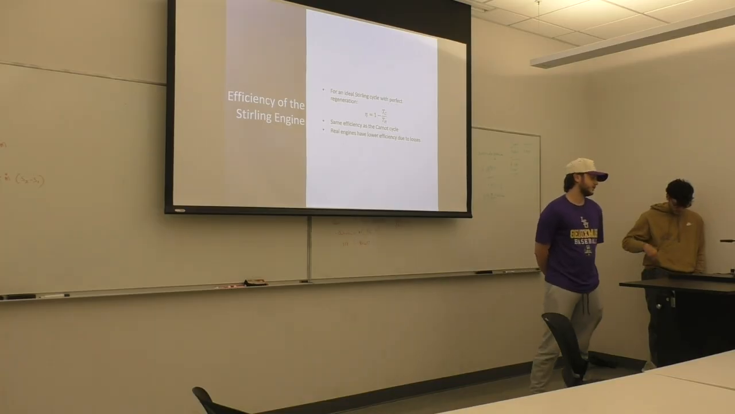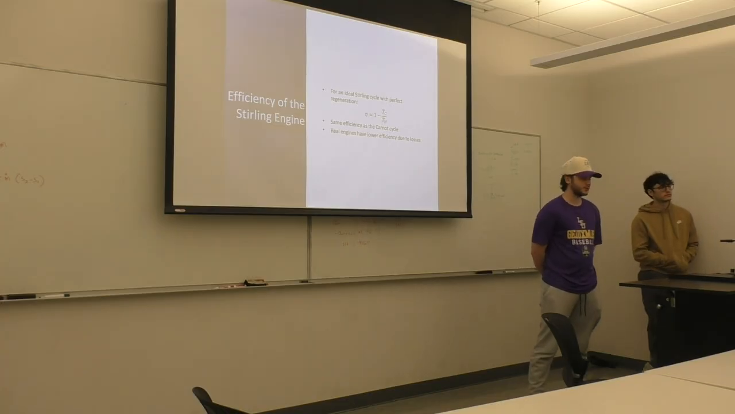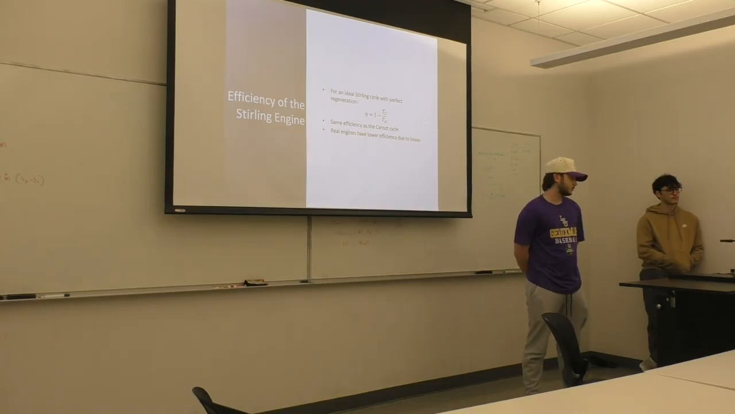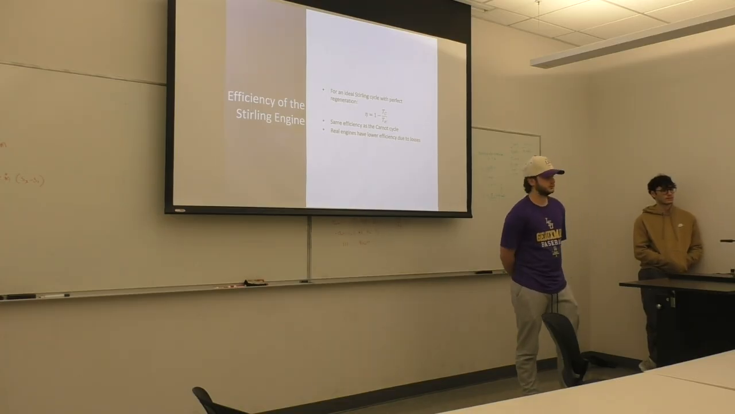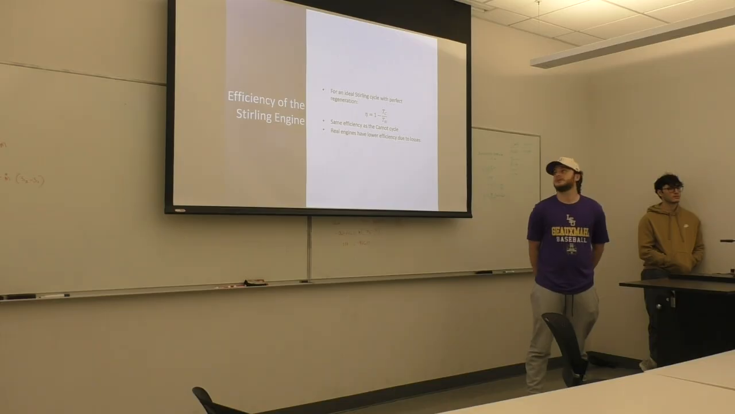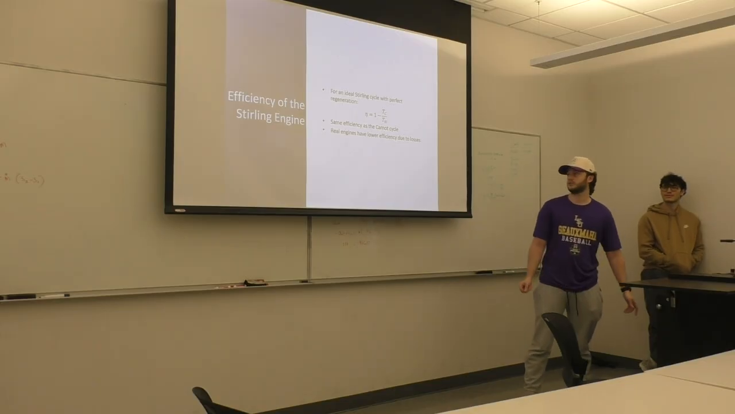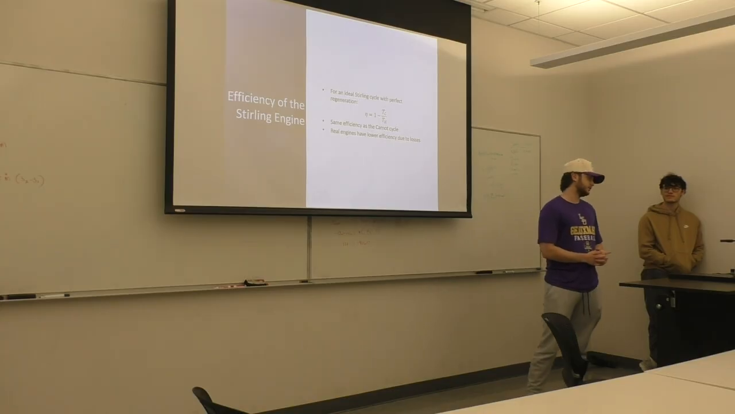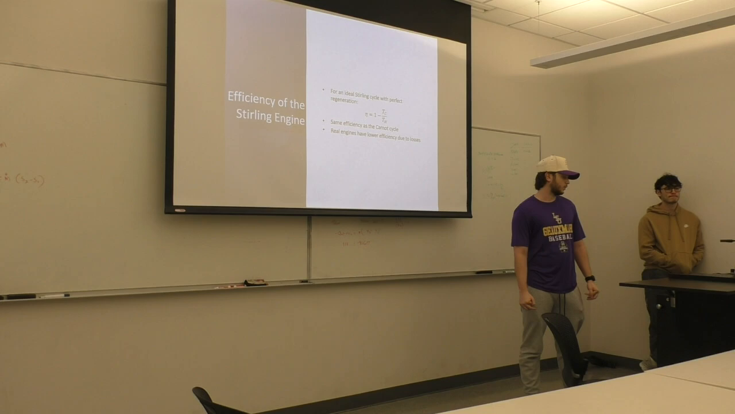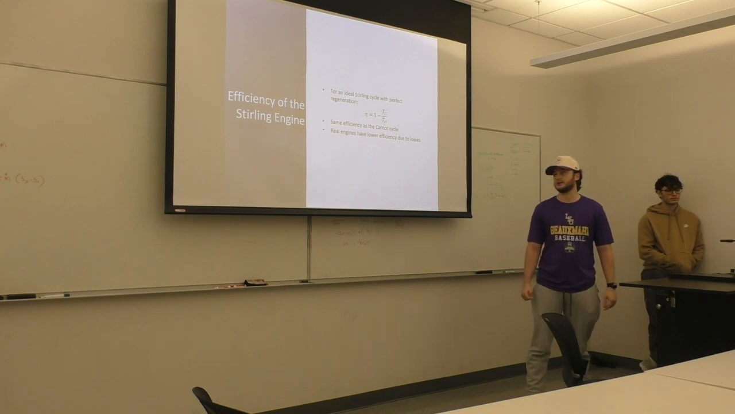For the efficiency of the Stirling engine, an ideal Stirling engine with perfect regeneration has the same efficiency as the Carnot cycle, which can be calculated using eta equals 1 minus cold temperature divided by hot temperature. Real engines have lower efficiency due to various losses, such as heat transfer loss, friction, and imperfect regenerators. Typical real engines have about 30 to 40% efficiency, which is usually slightly lower than real diesel engines, and can be compared to a real Rankine cycle.